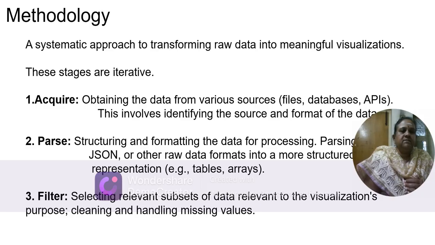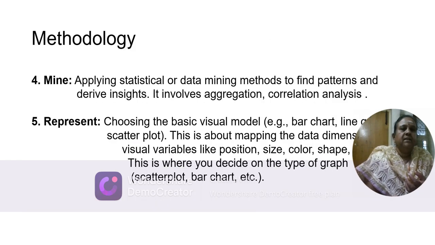And the third stage is filtering. Filtering is nothing but cleaning and handling the misleading data, selecting the relevant subsets of data for the visualization purpose is called filtering. And the fourth stage is mining. Mining is nothing but using statistical patterns, that is aggregation and correlation analysis, in the data that is being taken for visualization is called mining.